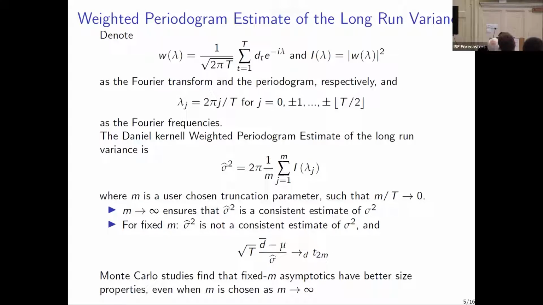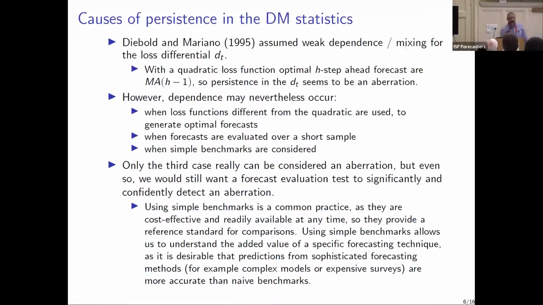The catch is I estimated this long-run variance on the assumption that the process is weakly dependent. What happens if it isn't? We're going to see that if the process is in fact dependent, then we're going to have troubles. So why did Diebold Mariano come up with this story?